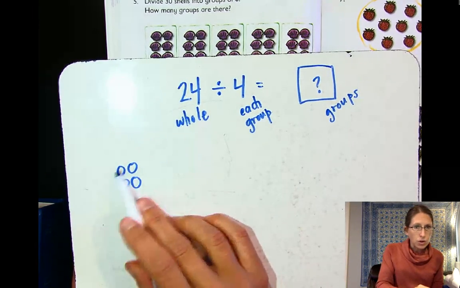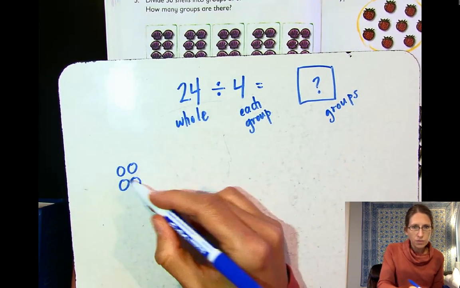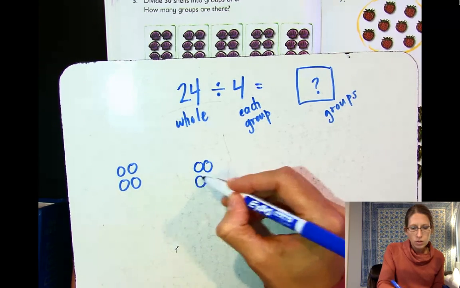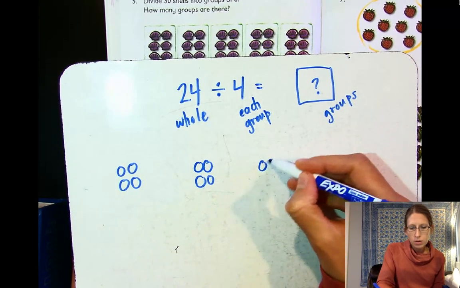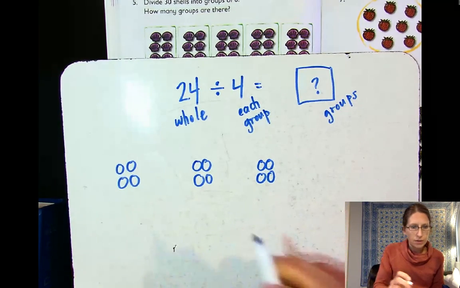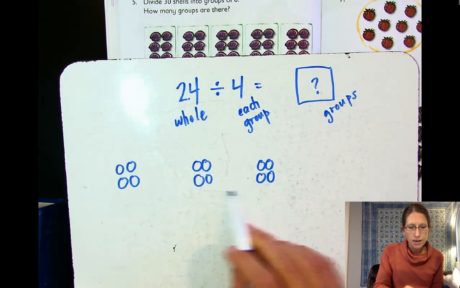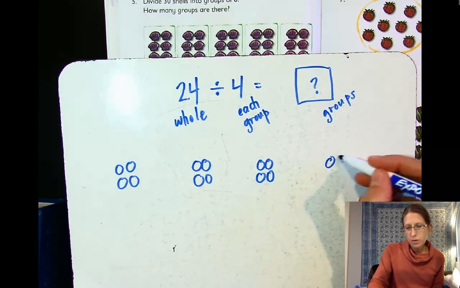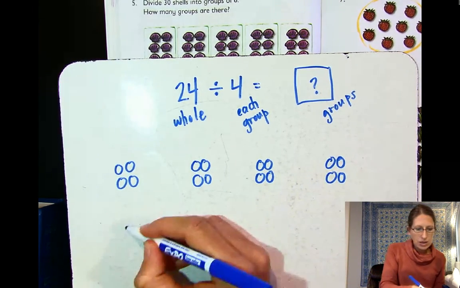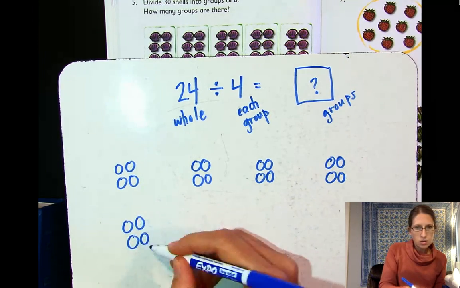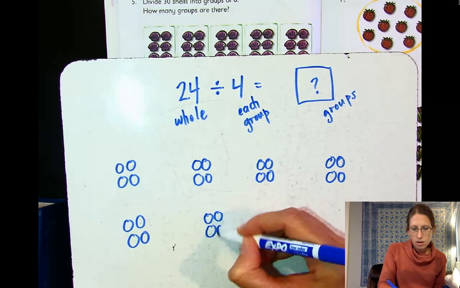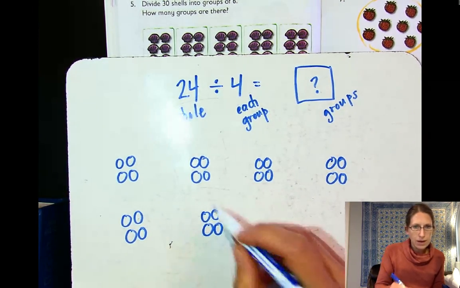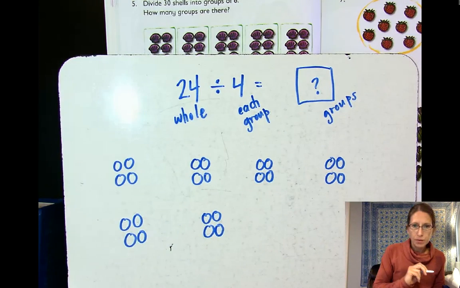Like I like to draw, well, here's 4. Here's a group of 4. And then here's a group of 4. And here's another group of 4. Let's see, how many do I have so far? 4, 8, 12, 16, 20, 24. And that's where I stop because 24 is our whole number.